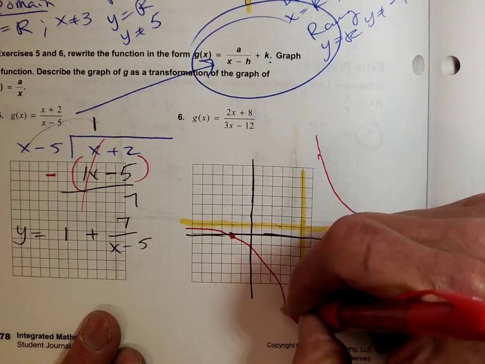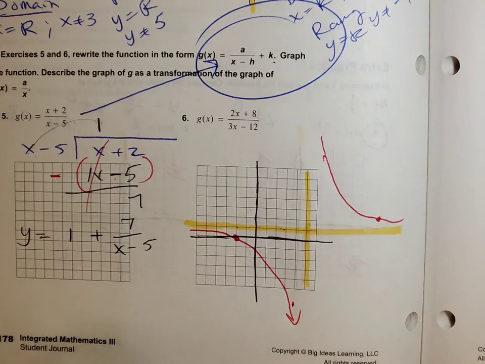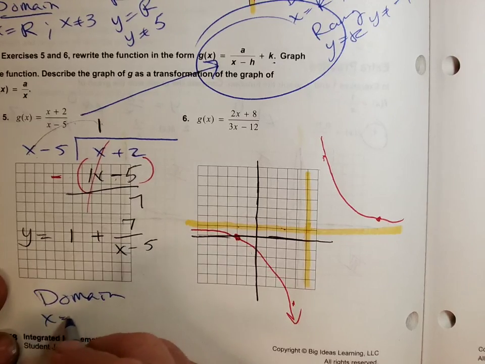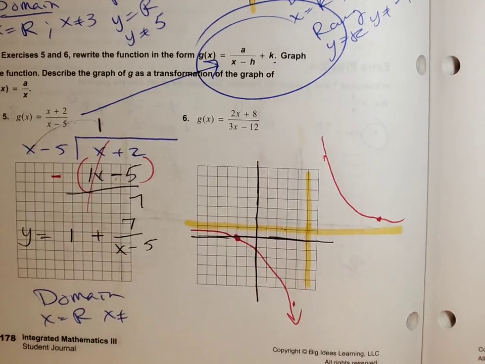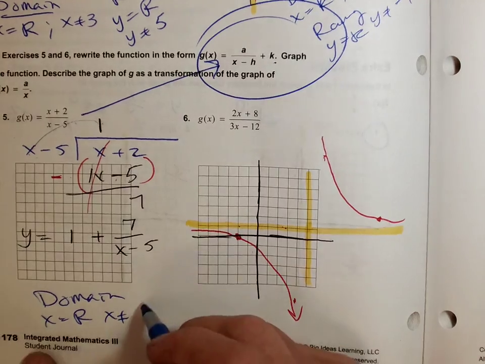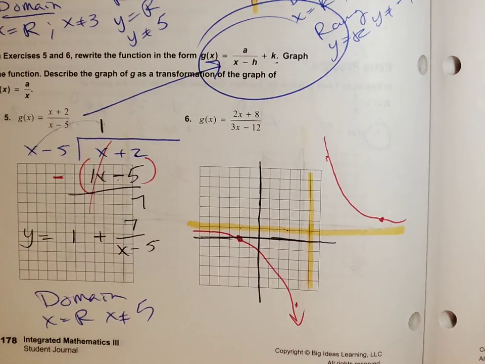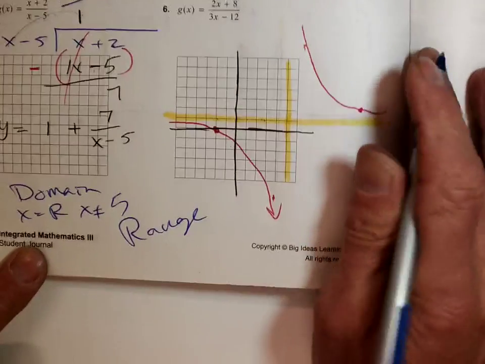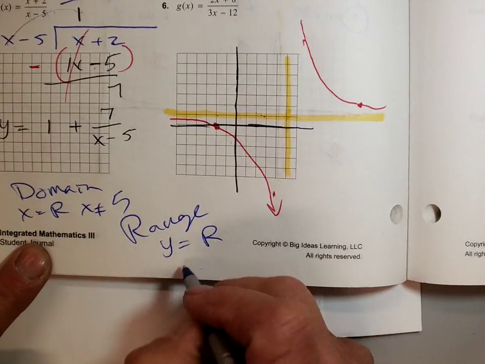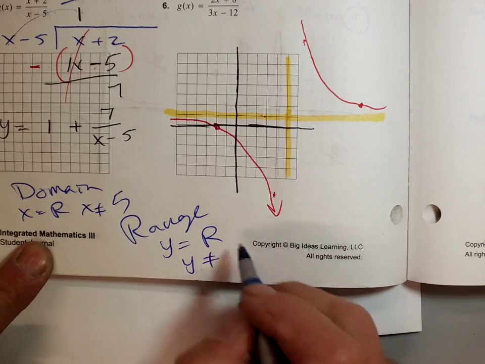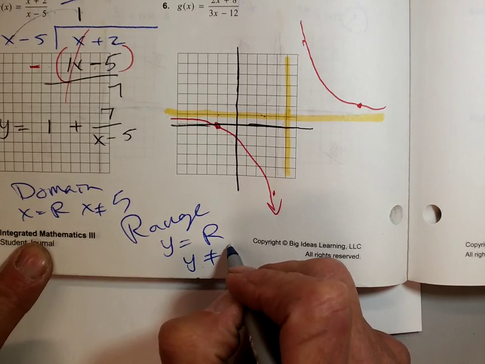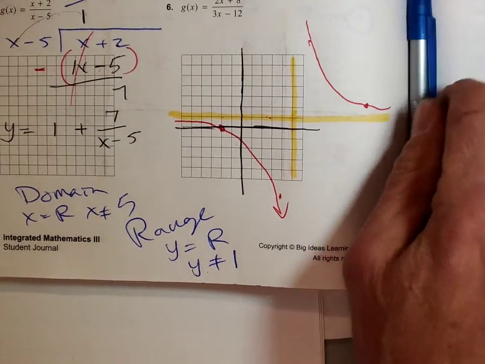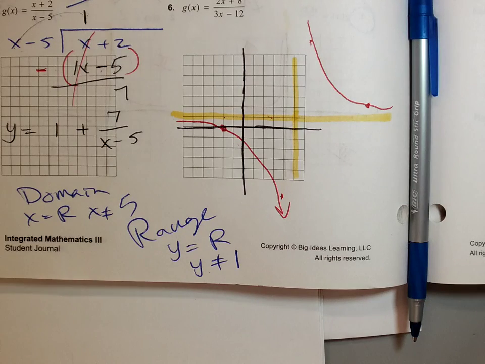Awesome. What's my domain? X equals all real numbers except for X cannot equal what? 5. Totally right. In fact, we got an asymptote at 5, proving that, don't we? What's my range? Y equals all real numbers except for Y cannot equal what? 1. Because I have an asymptote at 1. Okay. Oh, yeah. And let me stop recording.